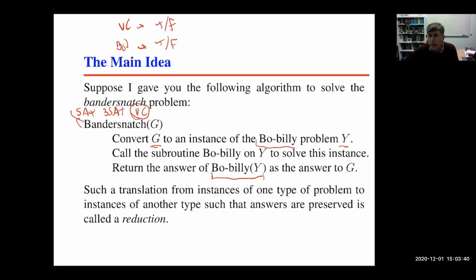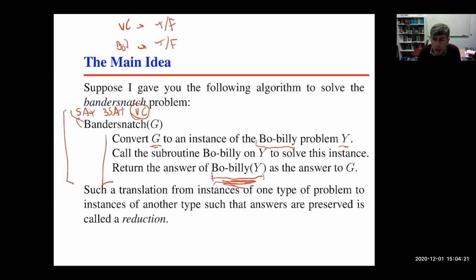If we can do the translation so that everything is preserved, then we can return mobility of Y as the answer for vertex cover of G. And if so, this gives us a correct algorithm, because if mobility of Y is always the same thing as vertex cover of G, then returning mobility of Y as an answer is perfectly correct. But what does this algorithm mean? If there was a fast mobility solver, that would give us a fast vertex cover solver.